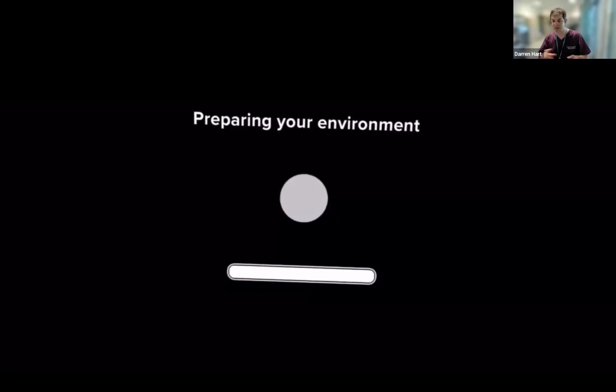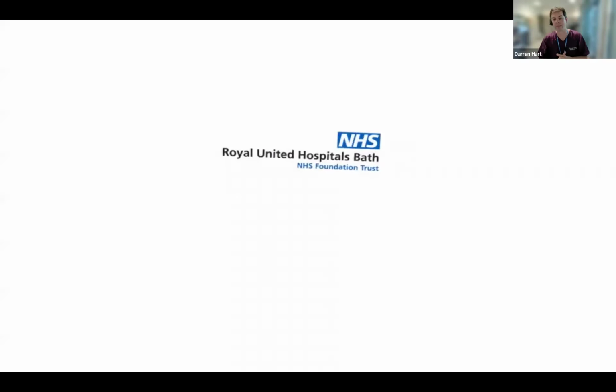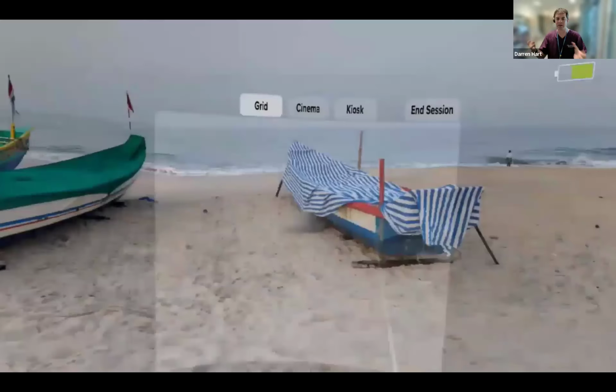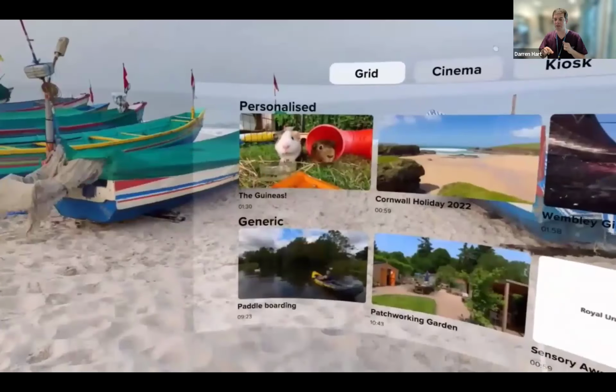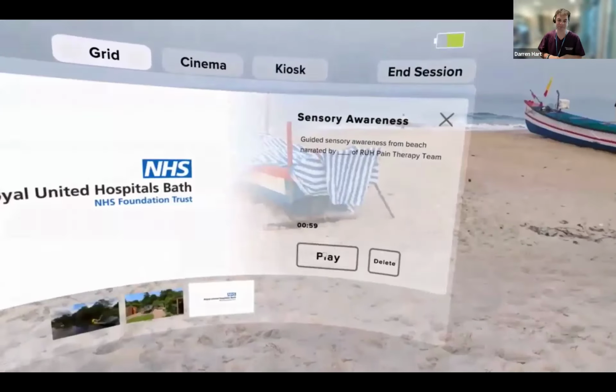So this is a shortened sequence of what you would see when using a headset. And you get to a main loading screen, and you can choose generic content. So I think the example that's going to play is a beach.